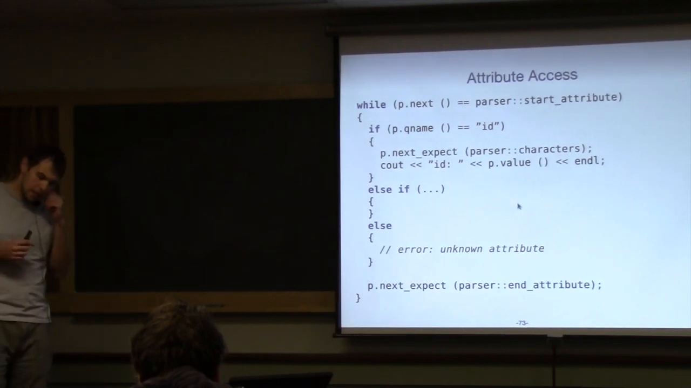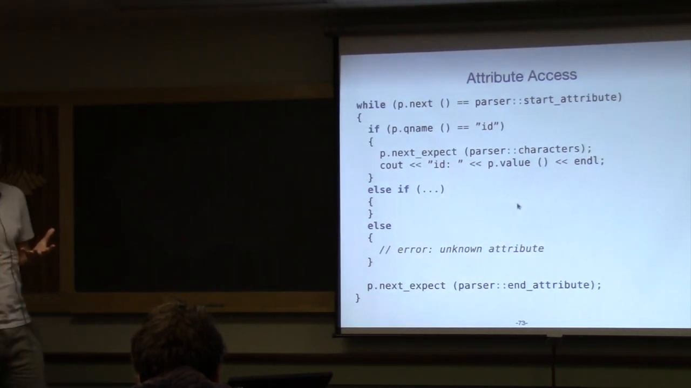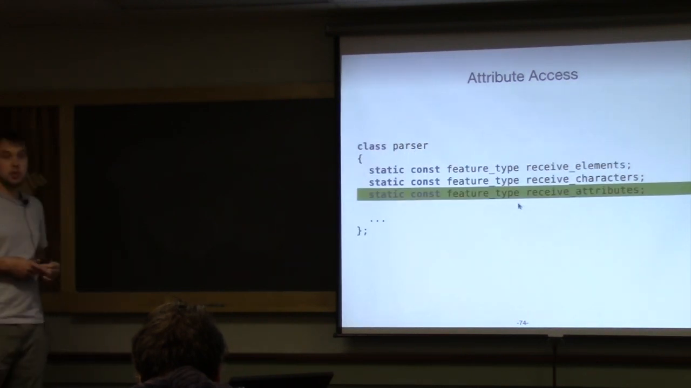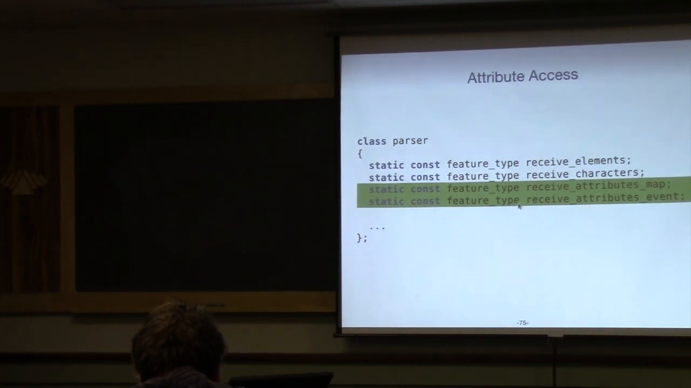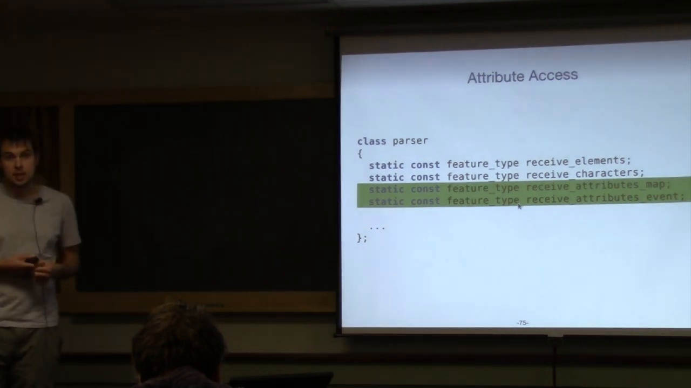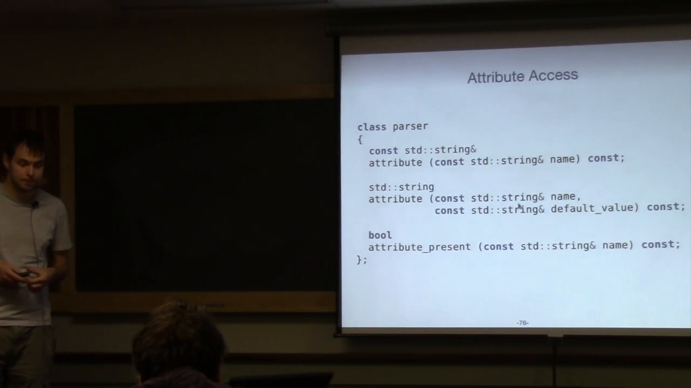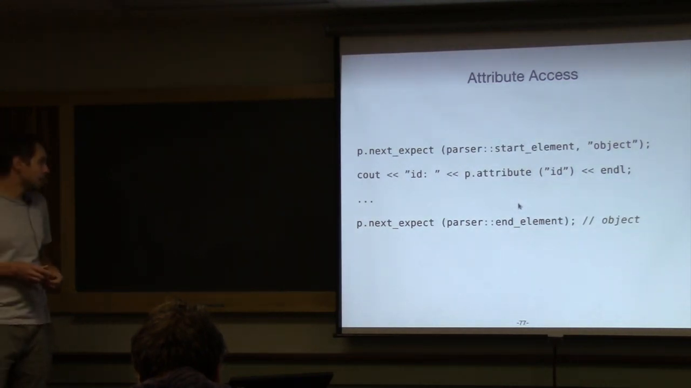If you think about it, it's actually not that convenient at this level of the API to get attributes as events. Instead, what we would want is something like a map. Remember that I told you about this receive attributes feature? Well, I actually lied. There's no such thing. Instead, we have these two. We can ask the parser either to send us attributes as events or as a map. In case of a map, we have the following attribute access API to work with. If the attribute is not present, then the first function will throw an exception, while the second one with the default value will return that value. So now we can parse the attribute quite easily.